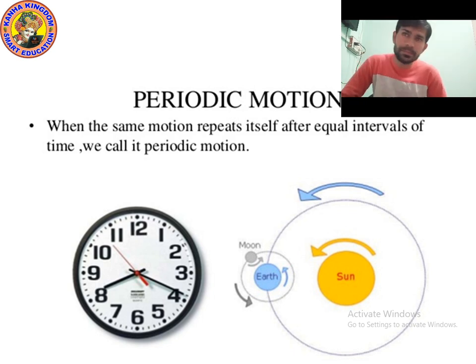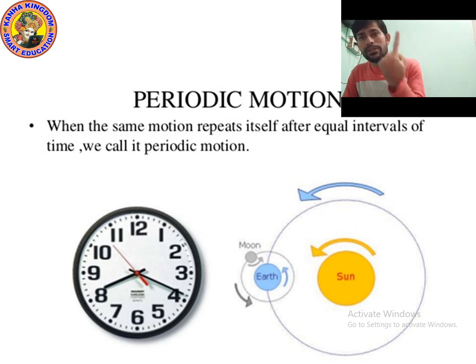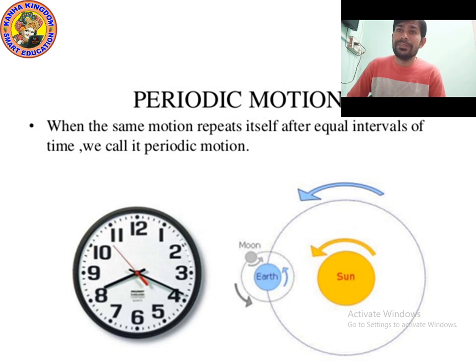For example, as you can see, the earth revolves around the sun. Earth covers one circular motion in around 365 days, then after 365 days it again covers it, in the next year again, so it is covering again and again, and it is moving with the same speed.